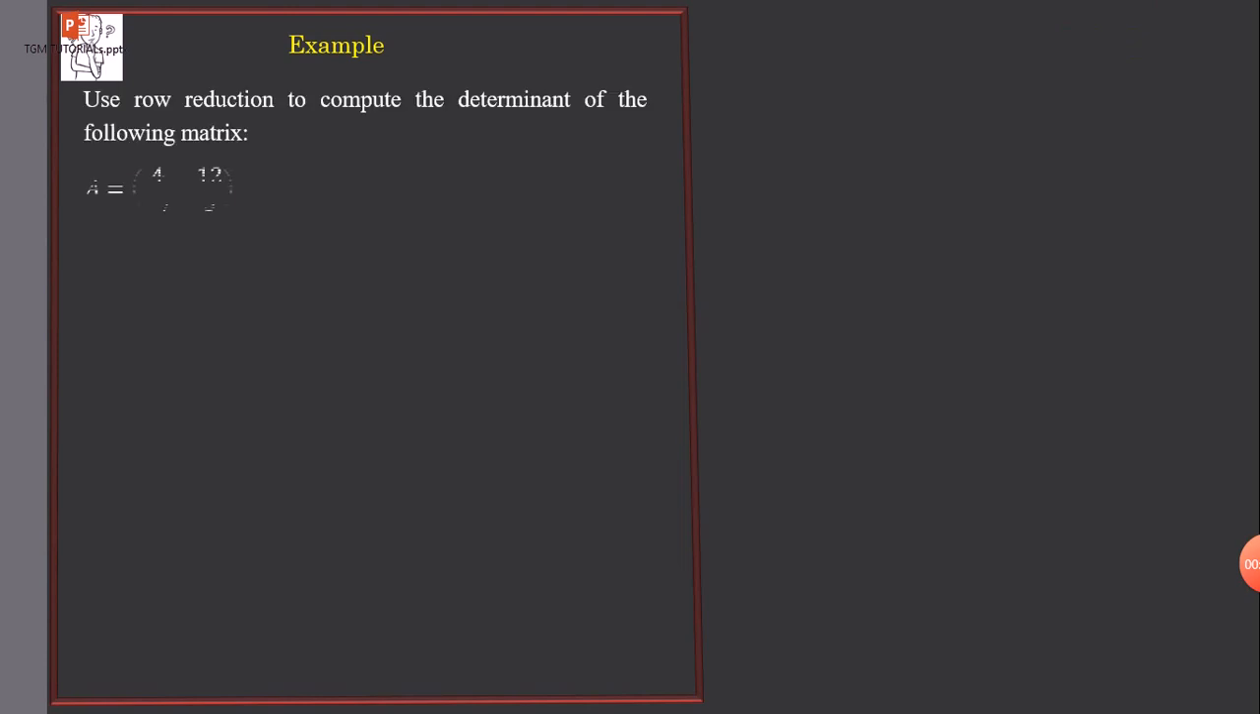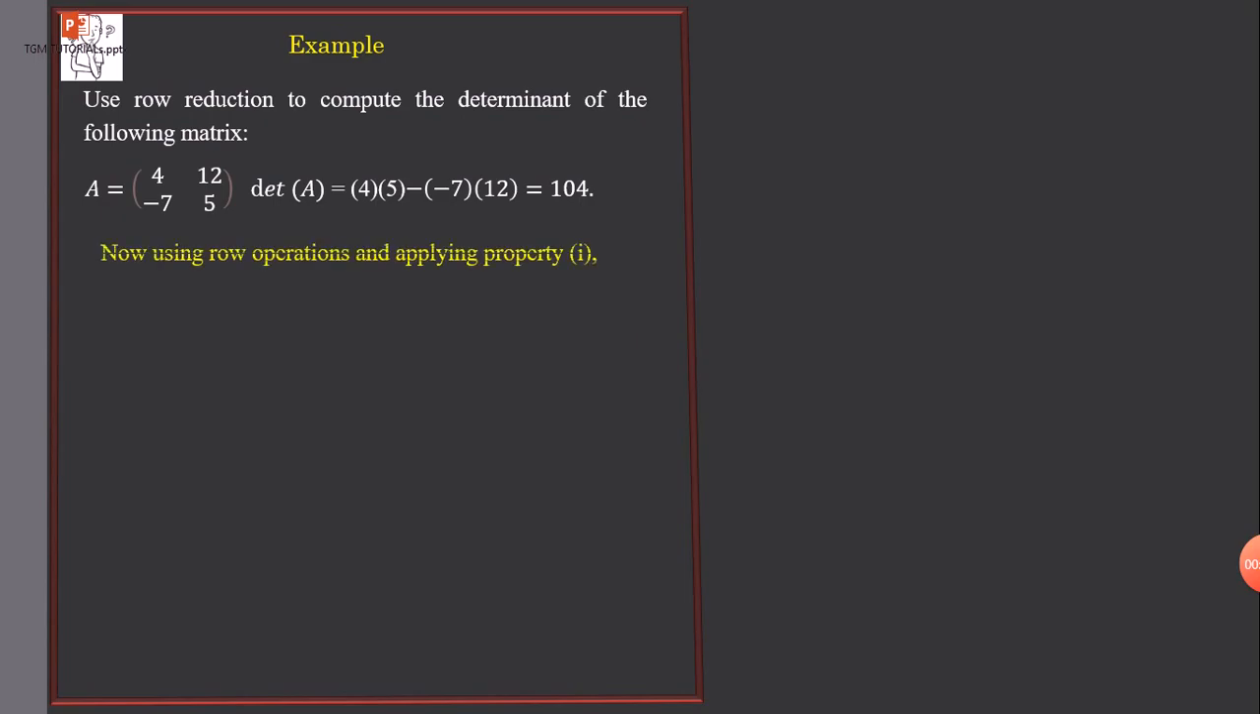We are going to look at this example. Using elementary row operations to compute the determinant of the following matrix. We have a matrix A with entries 4, 12, negative 7 and 5. The determinant of this matrix will give us 104, just by multiplying elements in the major diagonal subtracted by the product of elements in the minor diagonal.